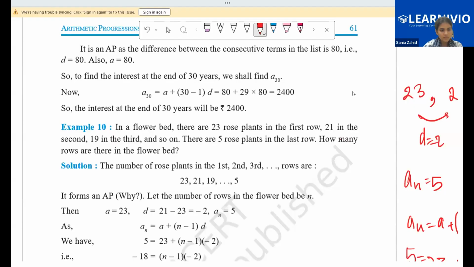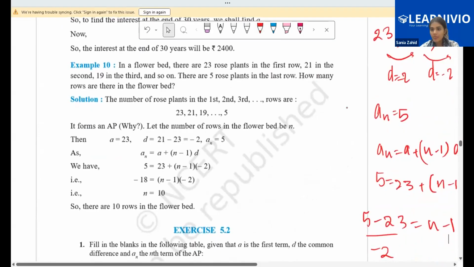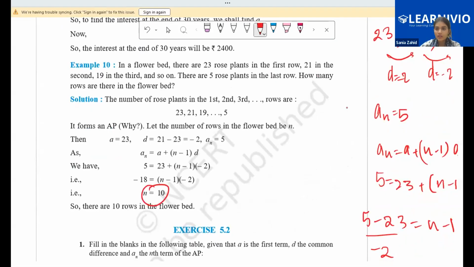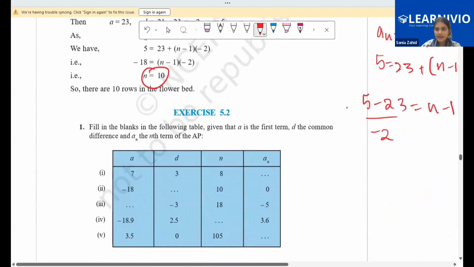Ten was one. Yeah, done. Yeah. What did you get? 10. 10. Okay, good. So with this, we complete the examples part.